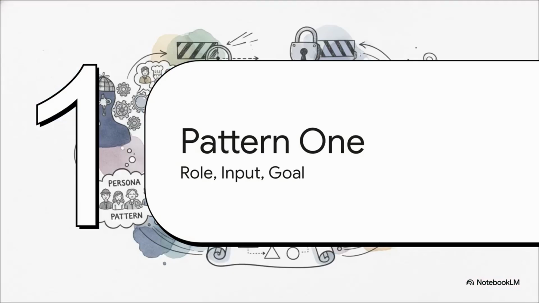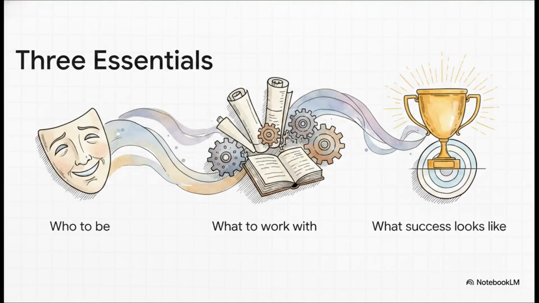Pattern 1, role, input, goal. This right here is going to be your absolute default for almost everything you do. It's super straightforward. You just need to give the AI 3 very specific things. Who it needs to be, what it needs to work with, and exactly what success looks like at the end.